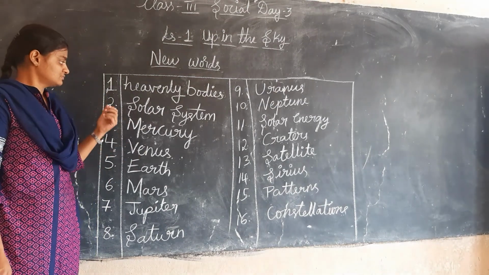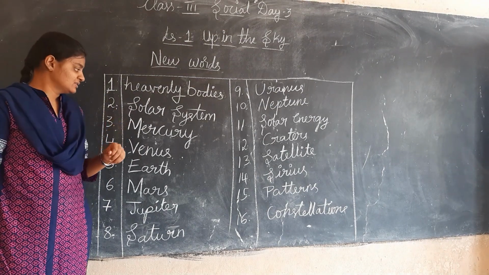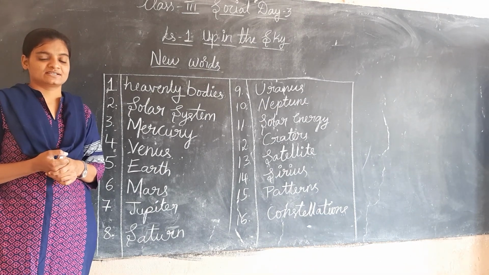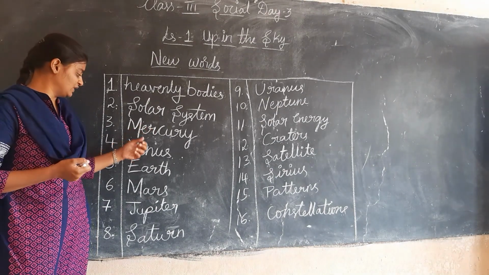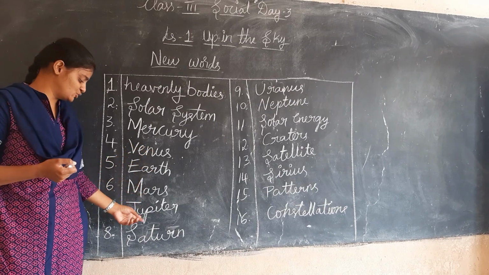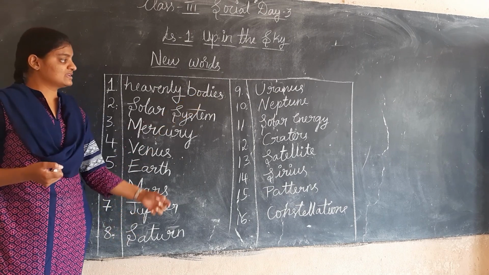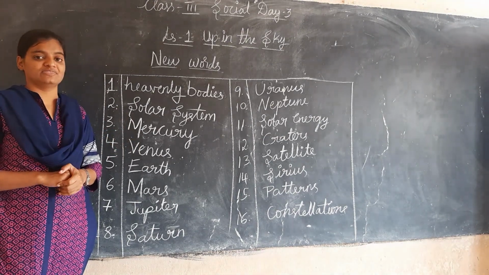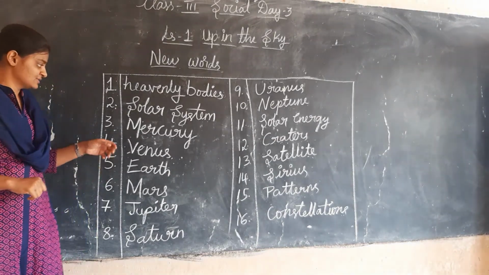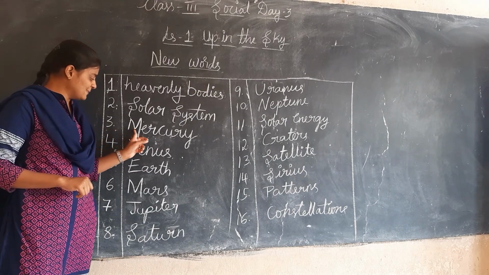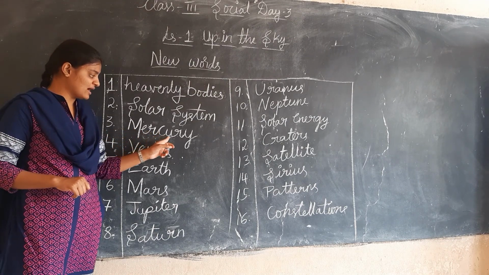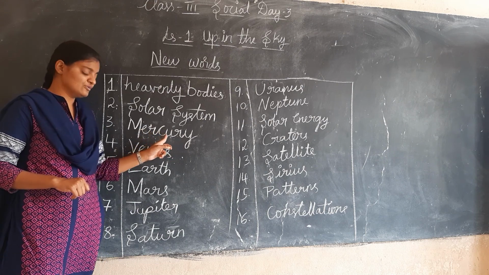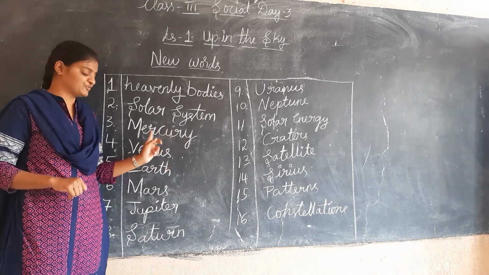Next one. Mercury. How many planets do we have, children? We have 8 planets: Mercury, Venus, Earth, Mars, Jupiter, Saturn, Uranus, Neptune. All these 8 planets are in the solar system. First one, Mercury. M-E-R-C-U-R-Y. Mercury is the first planet.